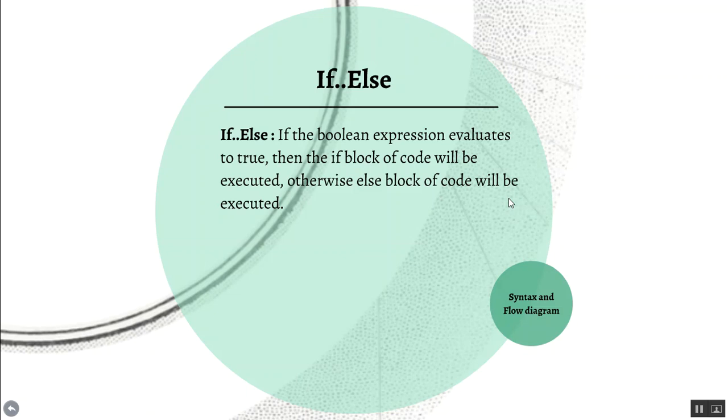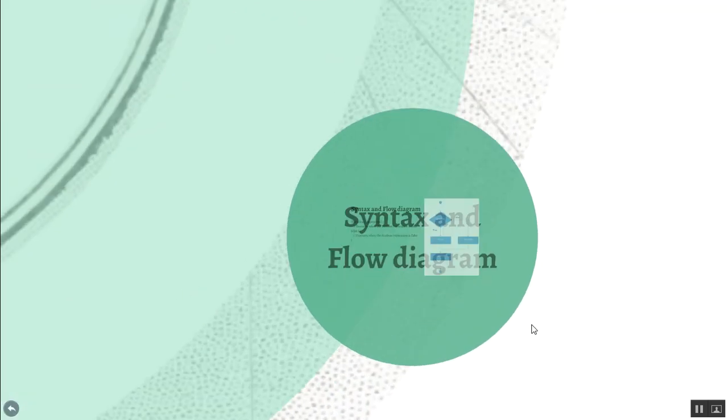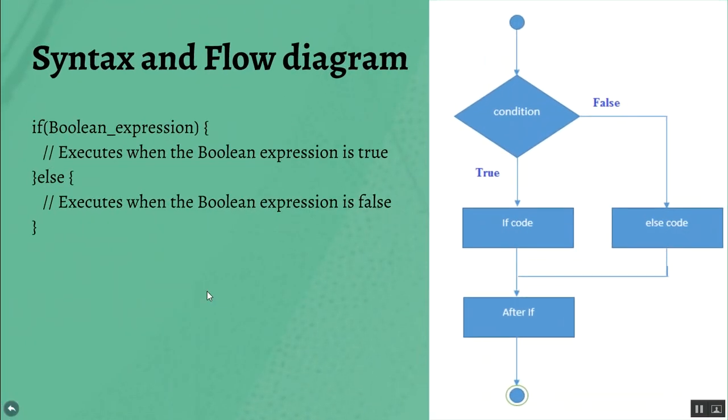If the boolean expression is evaluated true, then the if block is going to execute, same as a normal if. Otherwise, the else block is going to execute by default. So let's look at the syntax. Here I have a boolean expression, which is a boolean condition. If it returns true, then this block of code, the curly braces, is going to execute. If the condition returns false, then the else block is going to execute in that case.